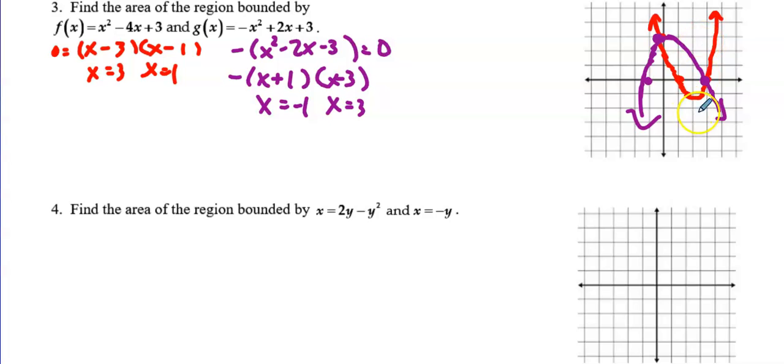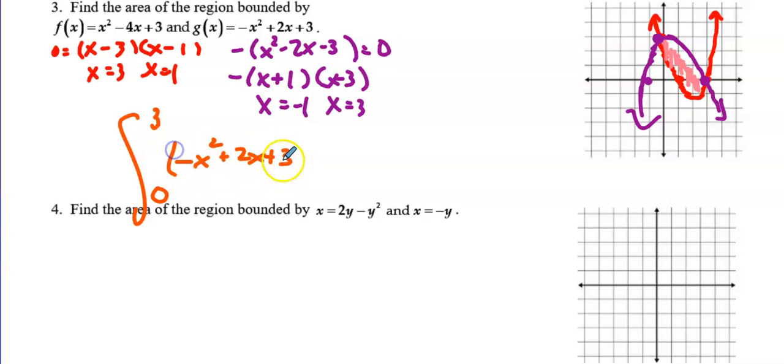Now we're going to find the area of this region. So when we do the problem, guys, we're going to integrate from their intersection points. So their intersection point is at x equals 0, and the other intersection point is at x equals 3. So x equals 0 and x equals 3. My top curve is going to be purple, so it's going to be negative x squared plus 2x plus 3, minus our f of x.